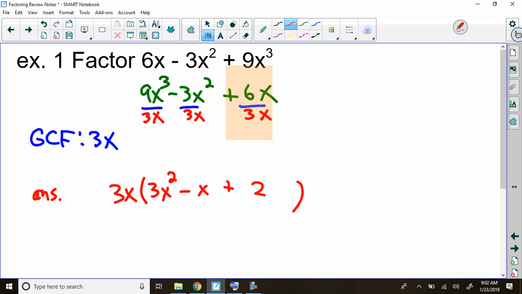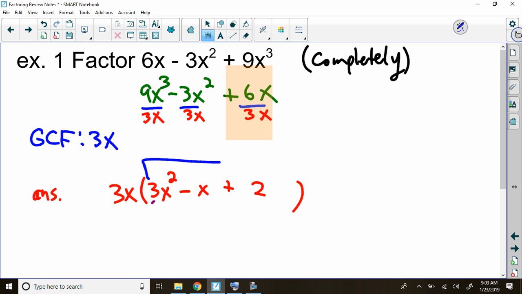Now we could stop there. The directions just say factor. Maybe the directions should have said factor completely. I've got to make a confession. I dreamt up this example this morning. I don't know if this factors any further, but it might. It looks to me like it does, because 3 times 2 is 6, and 6 has factors that add up to negative 1.